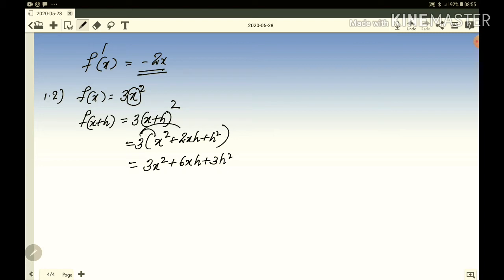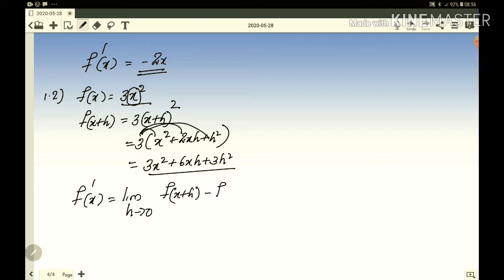See, this is how I am opening. The 3 outside is going to multiply each term. So I got my f of x plus h. Then f of x is already here. Now I can use the formula. What is the formula? f dash x is equal to limit h tends to 0, please practice this type of question. Whenever you do, write the formula. That is f of x plus h minus f of x, over h, because you must have an idea of this formula. Now you have to substitute.